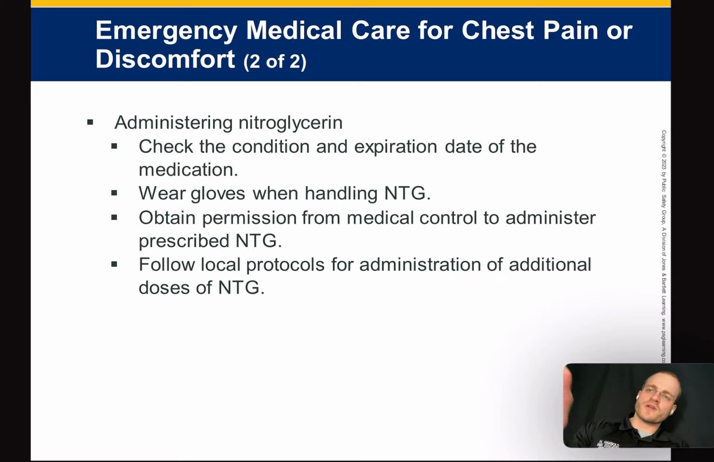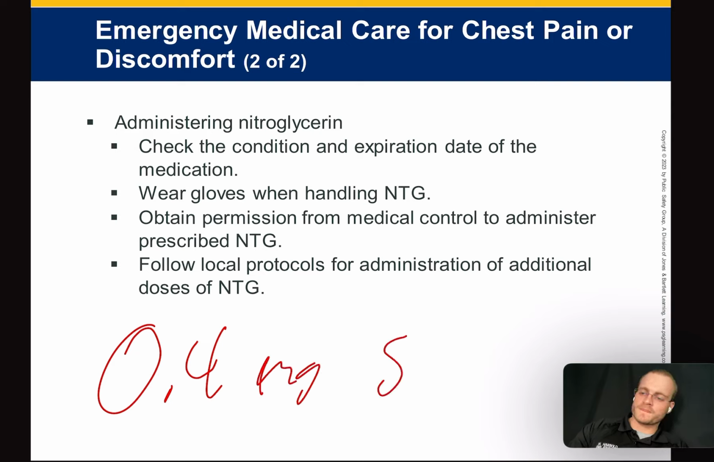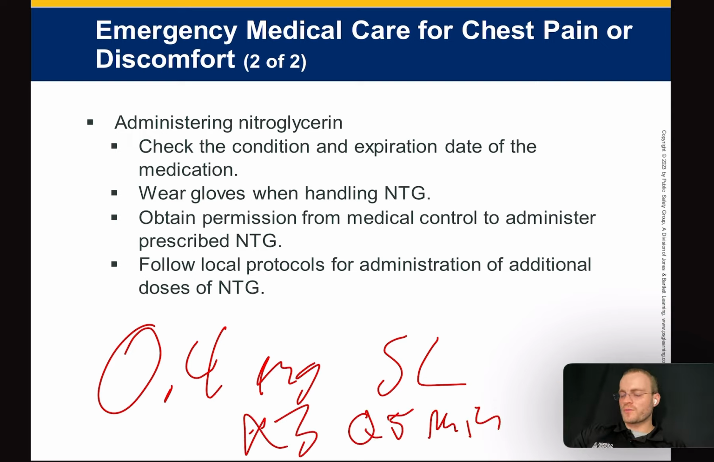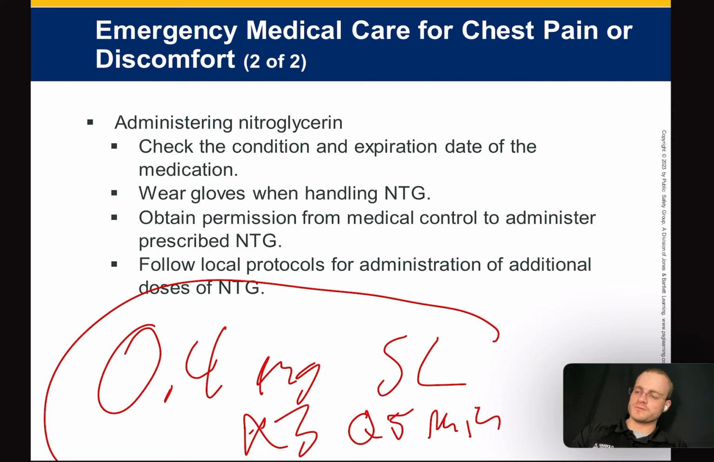Okay, the dose of nitroglycerin is 0.4 milligrams sublingually. You can give this times 3, every 5 minutes. So it's 0.4 milligrams in each tablet. You give it sublingually, underneath the tongue, to let it dissolve. Do not have the patient swallow it. It will not work. The stomach will destroy it immediately. And you can do this 3 times every 5 minutes. So that's how this order would be written.